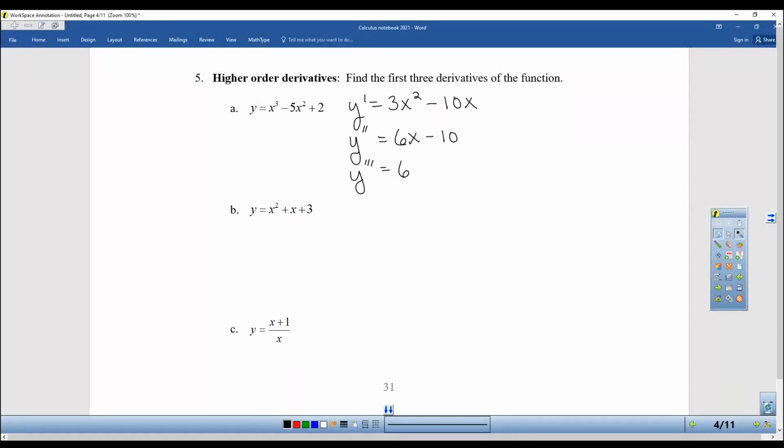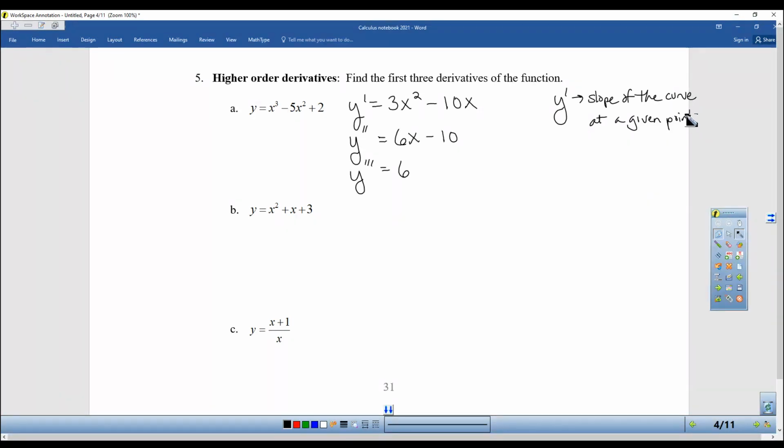You can keep going with derivatives. And they do have meaning, which we'll discuss at a later date. The first one, you know that y prime means the slope of the curve at a given point.